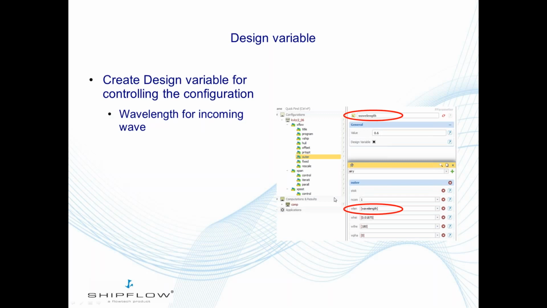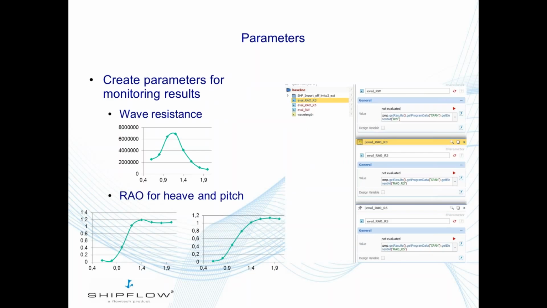Then a design variable is created in the SHIPFLOW GUI. We call it wavelength, and we enter it into the configuration. So this is the way we will modify the configuration for this design of experiments that we will do. And of course, we also want to monitor some results. Here we have created 3 parameters to monitor results. We'll monitor the wave resistance and RAOs for heave and pitch. And typical outputs would look something like this if you plot it later on.